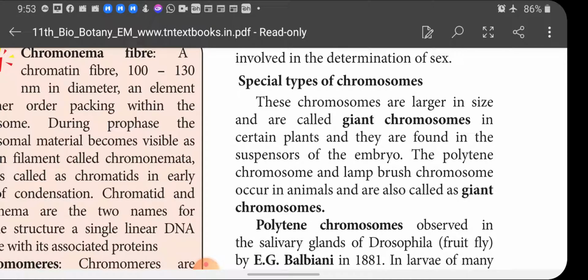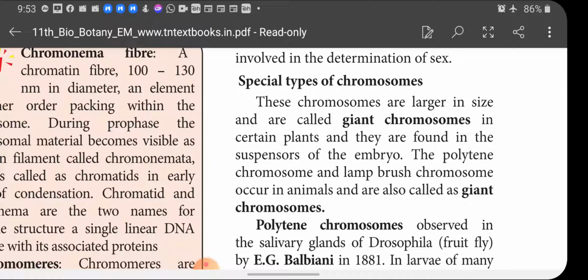Actually, chromosomes are present inside the nucleus, that you know very well. Inside the nucleus, during the interphase stage of cell division, chromosomes are in the form of thread-like structures. But during the metaphase stage they form an organized chromosome. There are some special types of chromosomes observed by some scientists in some of the organisms, not in all organisms. Those structures are called special types of chromosomes.